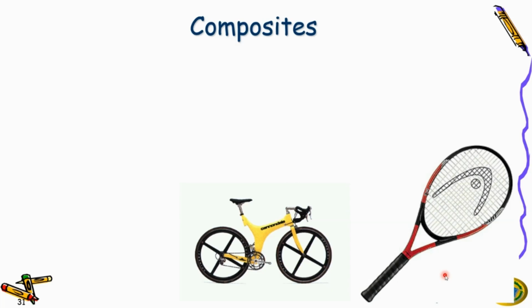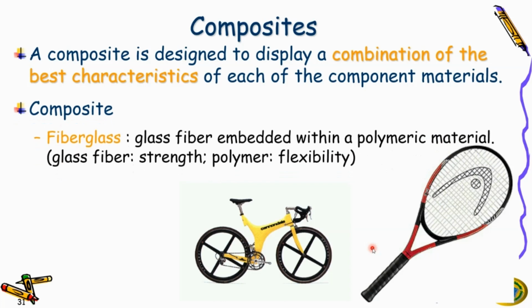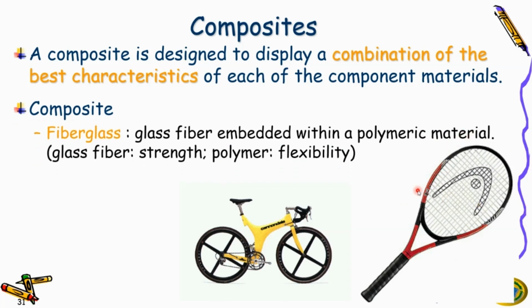When I was young, we used aluminum racket frames. Or in a much older time, they used wood as the frame of the tennis racket. And now you use composite, carbon fiber composite, right? This is mainly made of carbon fiber composite. So a composite is designed to display a combination of the best characteristics of each of the component materials. If you mix glass fiber with polymer, we call this glass fiber composite, so glass fiber embedded within a polymeric material.